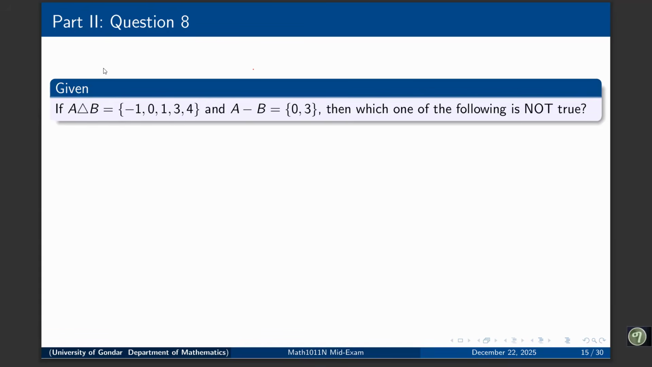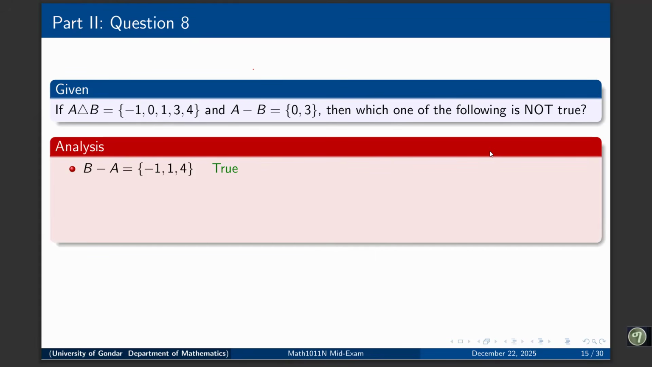The next one is, I think, the last question for this multiple choice item. Question number 8. If the symmetric difference of A and B is equal to this set containing these elements, and A minus B is containing these two elements 0 and 3, then which one of the following is not true? We are given two sets A and B whose symmetric difference is this one and whose difference A minus B is 0 and 3.